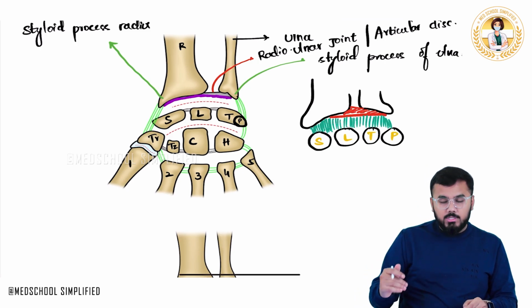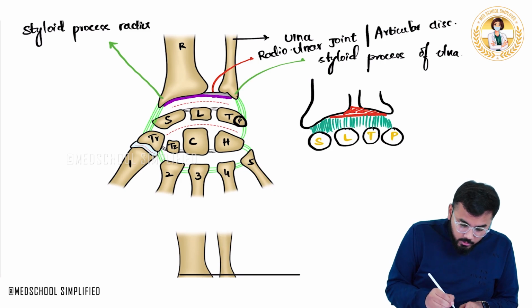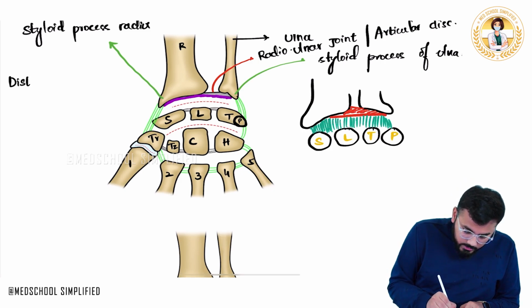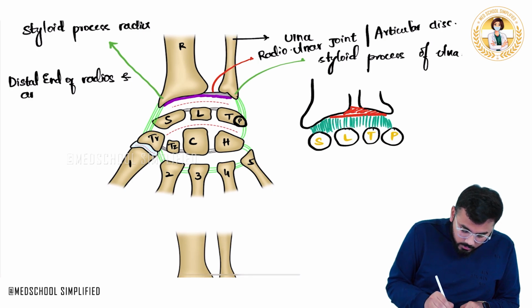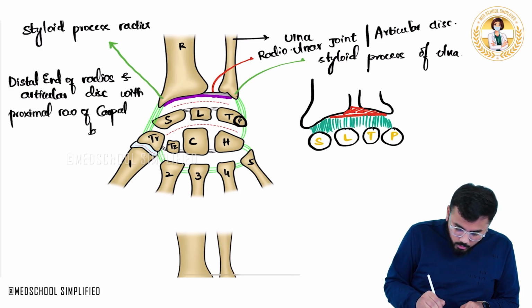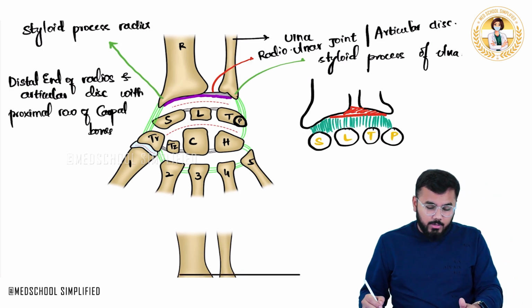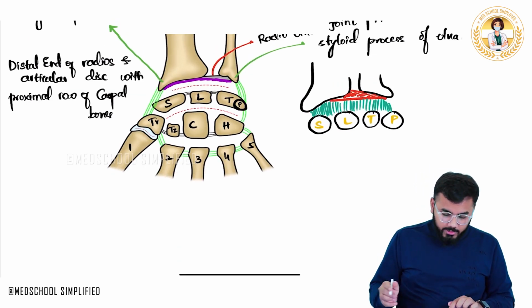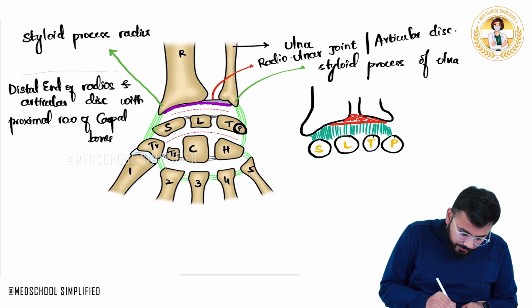Okay, if I have to put those things into a written format, just look here. It is formed by the distal end of radius as well as the articular disc with what? With proximal row of carpal bones. So this is what is called as your wrist joint, guys. Okay, this is what is called as your wrist joint.